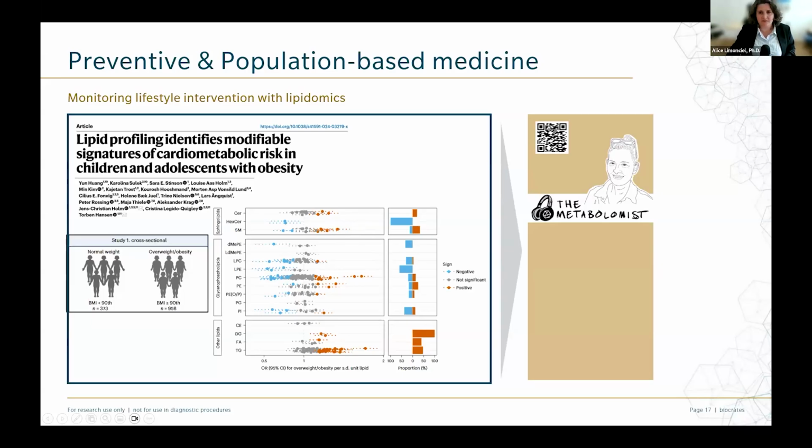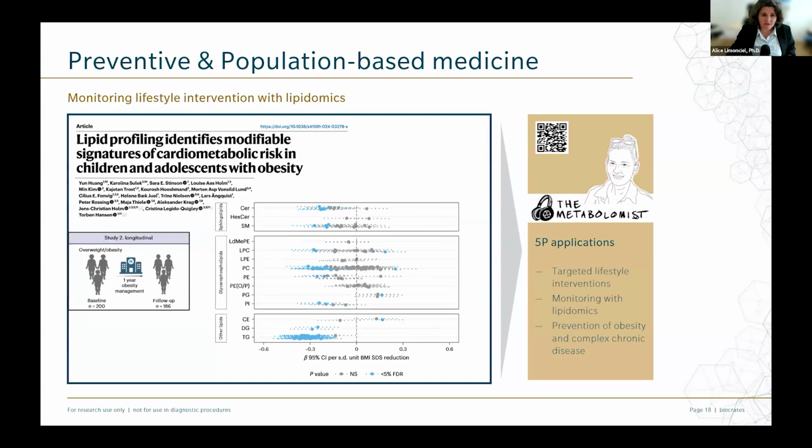But what's really interesting about this study is the second part. In the second part, they did a longitudinal study where they applied tailored dietary and lifestyle intervention for 200 of these children. And then they let them follow those interventions for a year and they measured the lipidome again. And here you see the changes that are associated with the changes in BMI. You see the triglycerides drastically reduced. You see the glycerophospholipids are changed and the sphingolipids are changed.